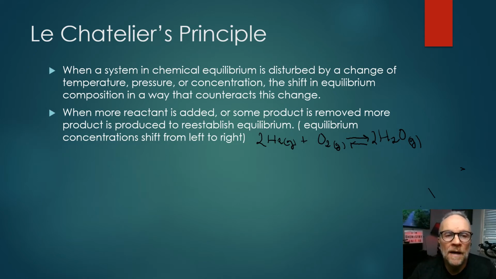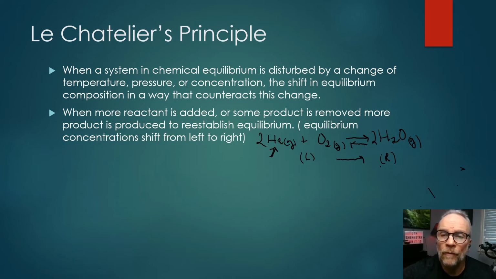And so it says here, when more reactant is added, okay, so that's our first example here. So we're going to add more hydrogen. We're going to add some hydrogen gas to the system. The reaction will shift from the left to the right. So here's the left part of our reaction, and here's the right part. So it's going to shift in this direction to produce more water, so that the ratio of water to hydrogen and oxygen maintains the same ratio. And then it says, or some product is removed.